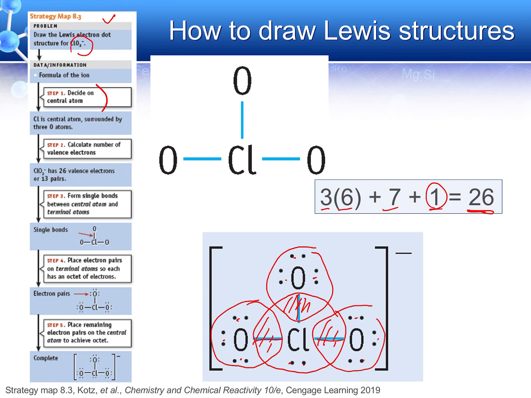Now, if we're going to draw an ion, the convention is to put brackets around the ion and then to write the charge outside the brackets. So this was chlorate, which was ClO3-. So we would write the brackets and then write a minus charge on the outside of the bracket.